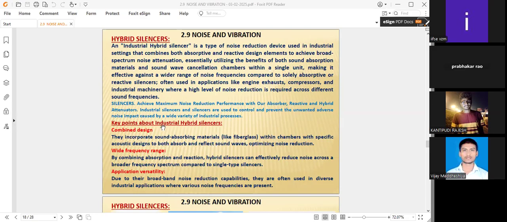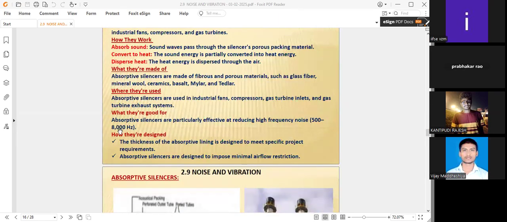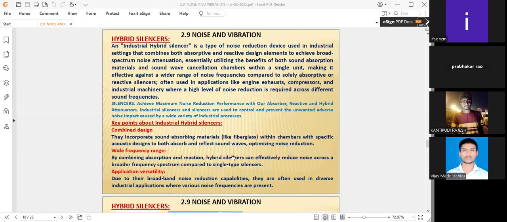That means where noise reduction is compulsory and a minimum requirement is there, we definitely have to go for hybrid silencers. A wide frequency range is there, because depending on the workplace activity the frequency range is higher. One may be 500 frequency, another 600, another 8,000. Like this, the frequency range is 500 to 8,000, and noise levels are very high.